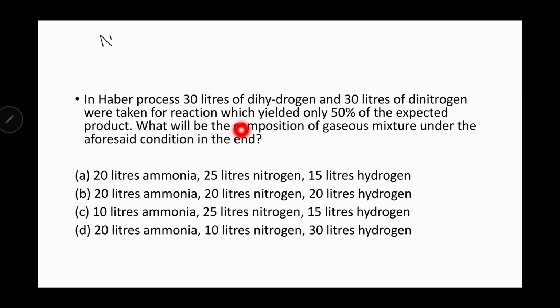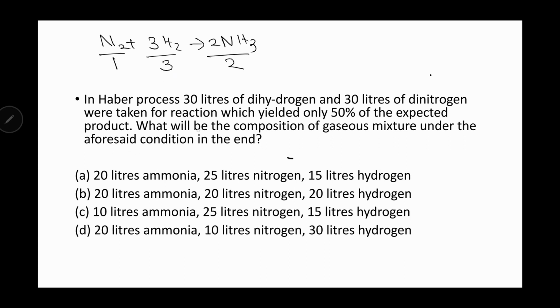So the Haber process reaction is N2 plus 3H2, which gives 2NH3. Now, we have one volume of nitrogen reacting with 3 volumes of hydrogen to give 2 volumes of ammonia. Now in the process we have 30 liters of dihydrogen and 30 liters of dinitrogen reacting with each other. Whenever you pick up this type of questions, you have to know the limiting reagent, and in order to do these type of sums, you have to pick that up.